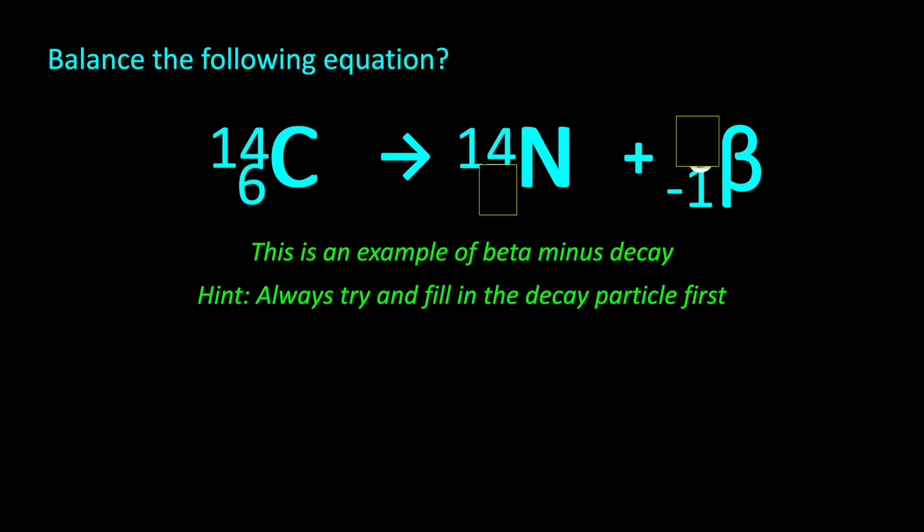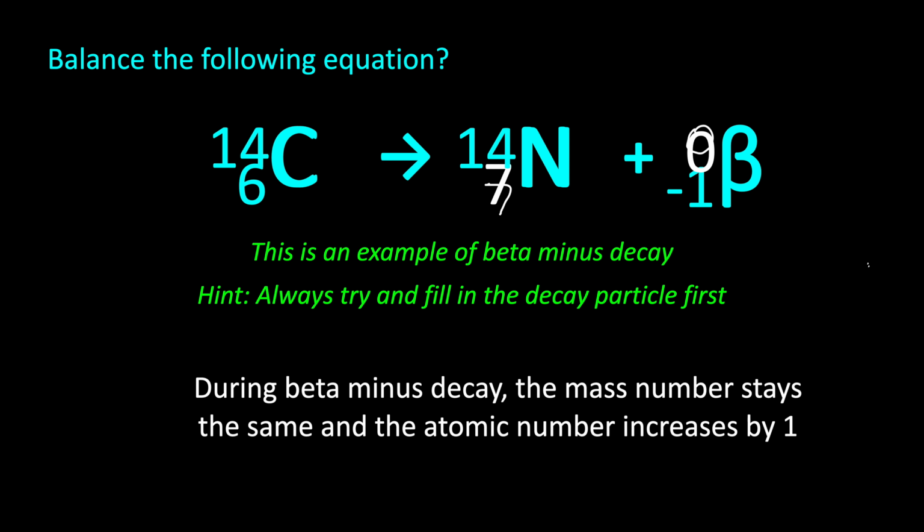So, as we know, for a beta minus particle, our mass number is 0. And this lines up with our equation as we have 14 is equal to 14 plus 0. Then if we look at the atomic number, 6 is equal to something minus 1. And that something is 7. So 6 is equal to 7 minus 1. So during beta minus decay, the mass number stays the same, but the atomic number increases by 1.